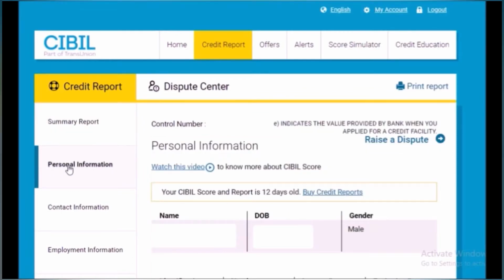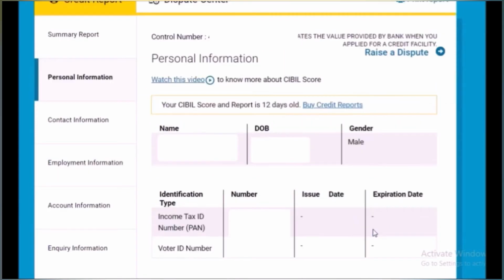Now when you click on personal information, you'll find your name, date of birth and the gender. And also you'll find the identification type and the numbers. It can be your PAN card, Aadhaar card or voter ID. Mainly your PAN card will be listed here.